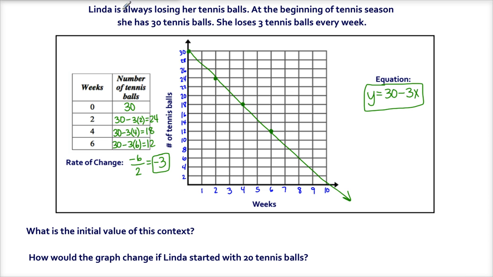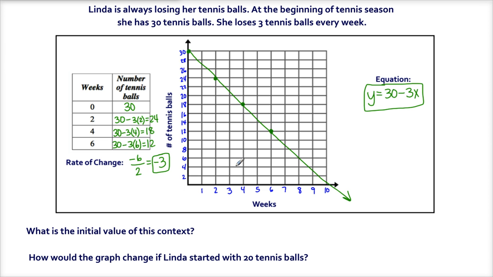Okay, here is the context of the problem that we worked with in the last video. It says Linda is always losing her tennis balls. At the beginning of the tennis season, she has 30 tennis balls and she loses 3 tennis balls every week. So this is the table that we came up with and the graph and the equation. So let's answer a question about initial value now. What is the initial value for this context?